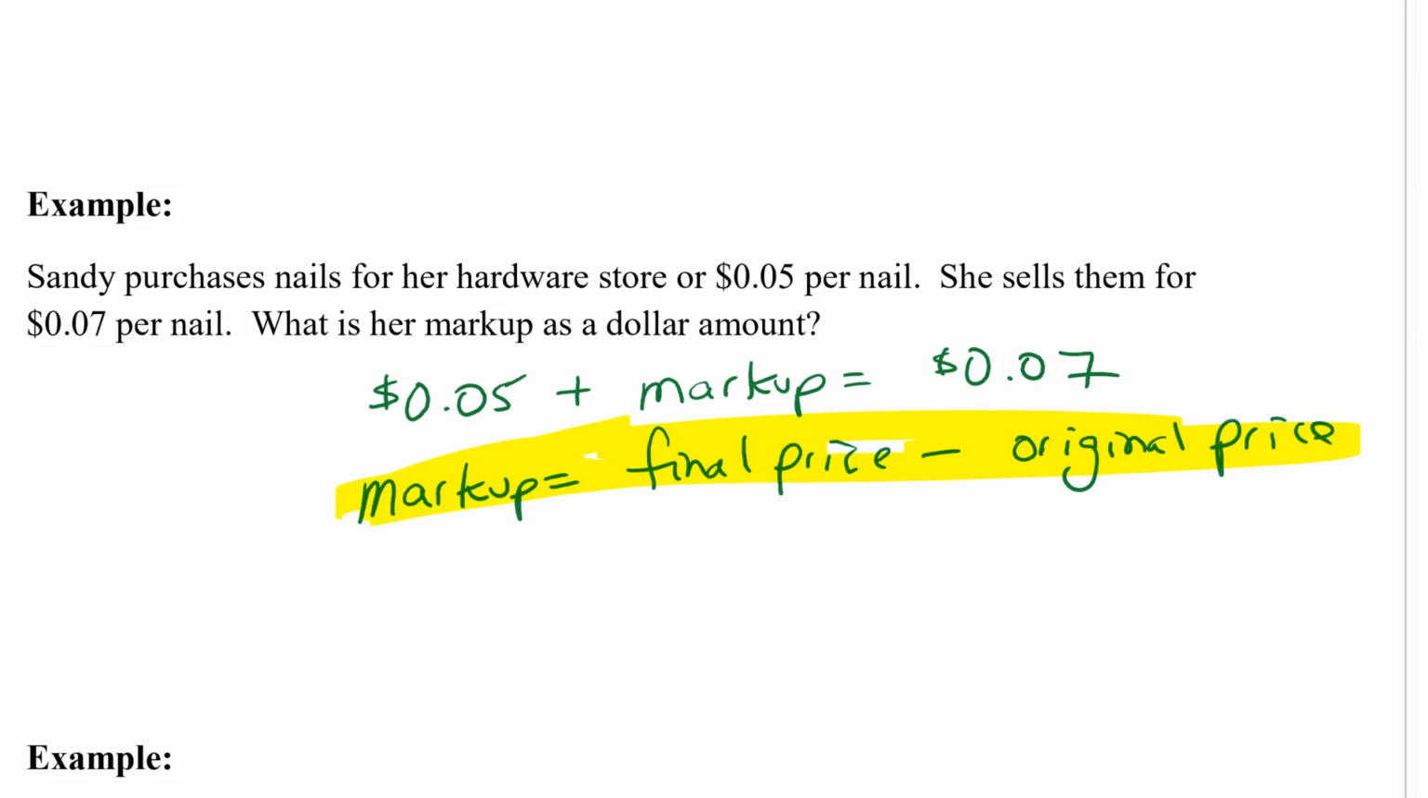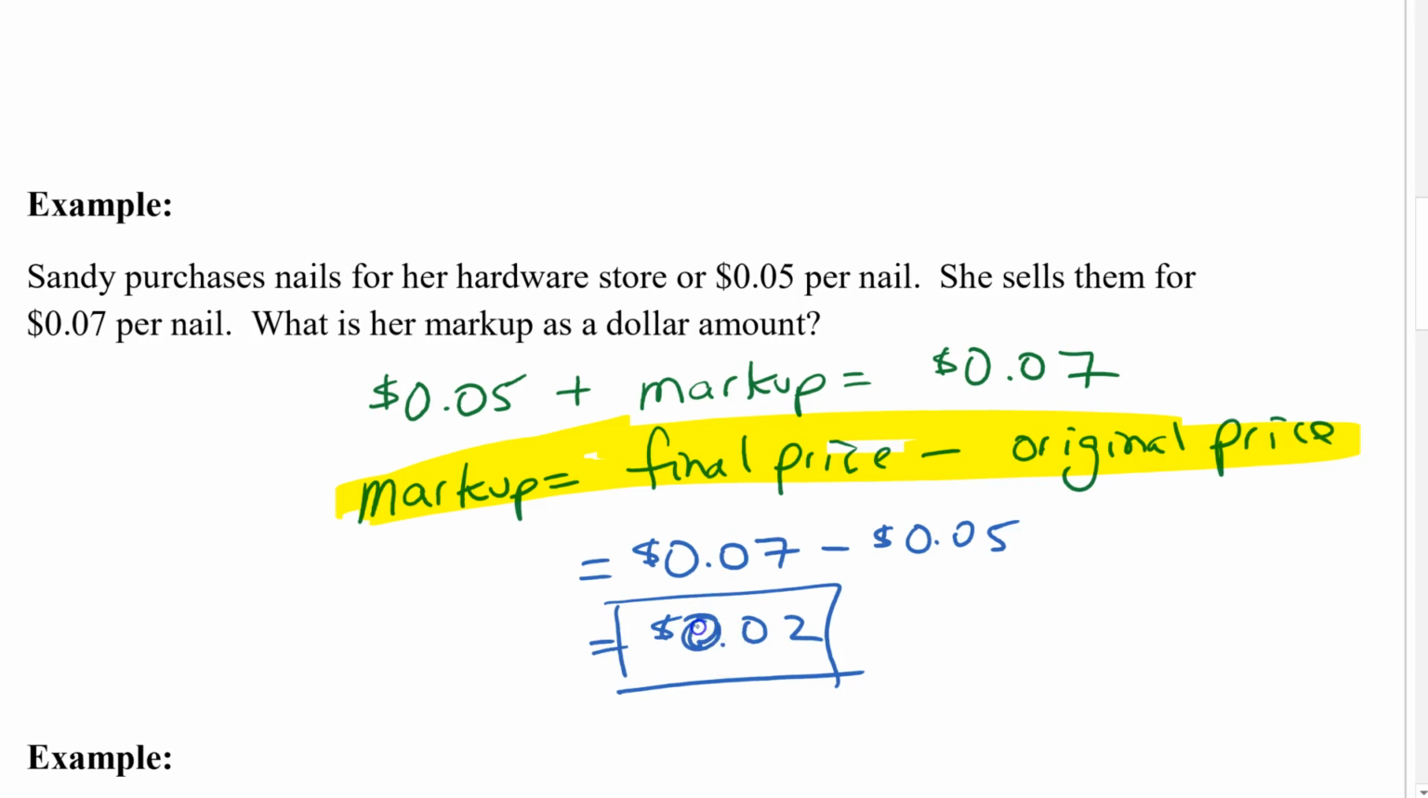And so in this particular case, it's going to be 7 cents minus 5 cents, which would be equal to 2 cents. That's not a lot of money for each nail, so she better sell a lot of nails.